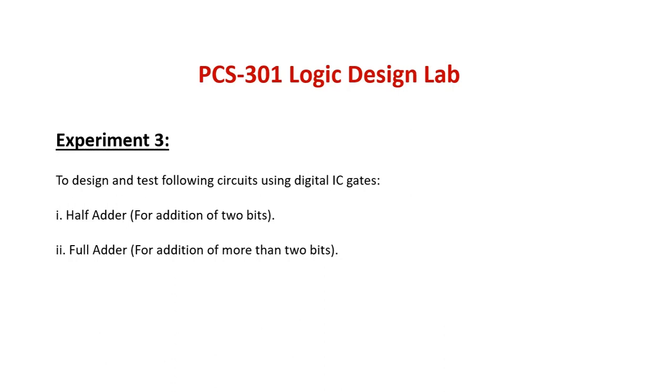Hello everyone. So now we will discuss experiment 3, which is to design and test the following circuits using digital IC gates. And the circuits are half adder and full adder. Now half adder we will use for addition of 2 bits and full adder for addition of more than 2 bits.